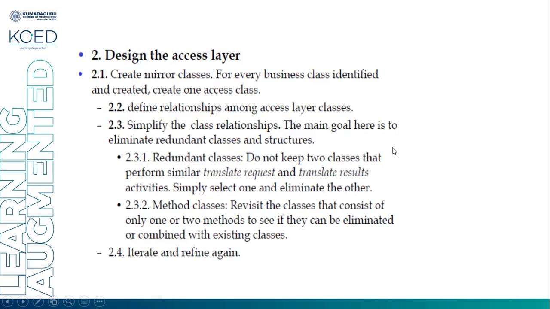Redundant classes: if two classes have the same translate request and results, keep eliminating the other. Method classes: if a class is responsible for only one or two methods, ensure that the class is combined with some other classes and its methods are moved to those classes, and then this class will get eliminated. First step, iterate and refine.